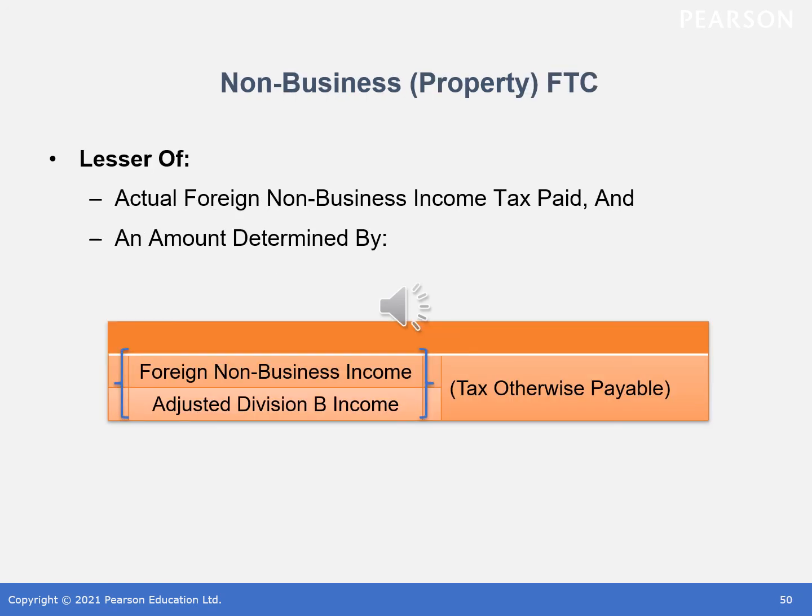For a non-business or property income foreign tax credit, it's the lesser of the actual foreign non-business income tax paid and the amount determined by the formula on the screen, where it looks at the foreign non-business income divided by the adjusted Division B income times the tax that would otherwise be payable in that situation.